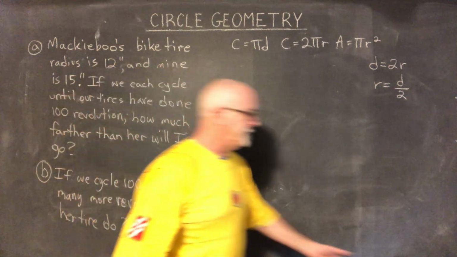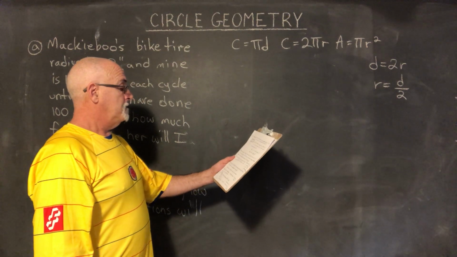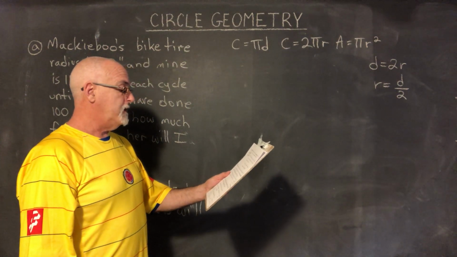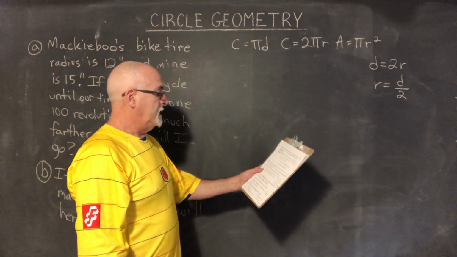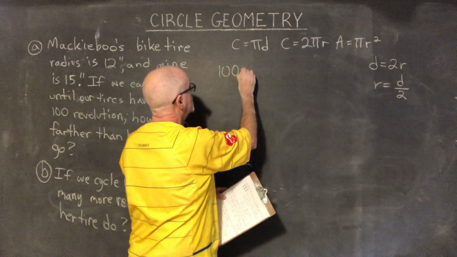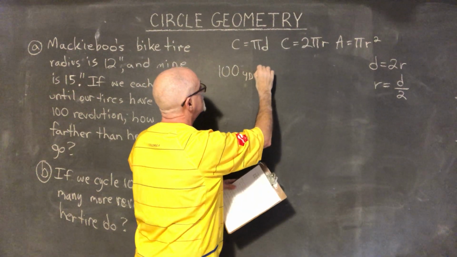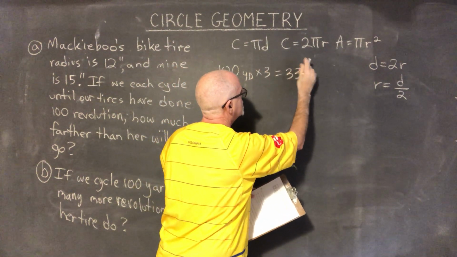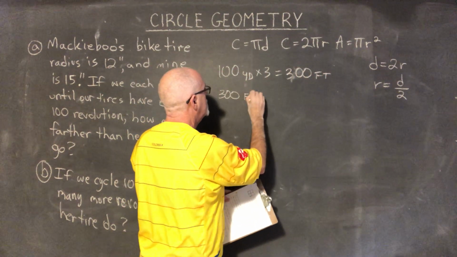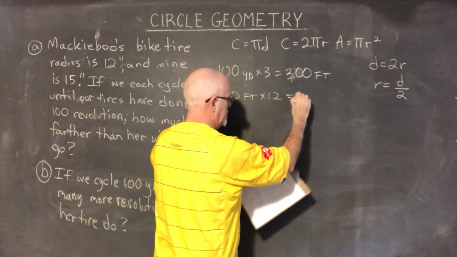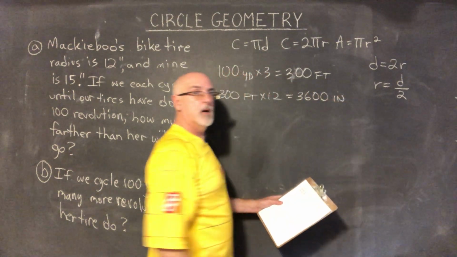Okay, how are we going to do this? And will we have time to do it before the camera conks out from lack of charge? Well, we have to know how many inches are in 100 yards because we've been doing all of our calculations in inches. So 100 yards times 3 equals 300 feet. Not 330, 300 feet. And then 300 feet times 12 is equal to 3,600 inches. Not so bad. Okay, we got that far.